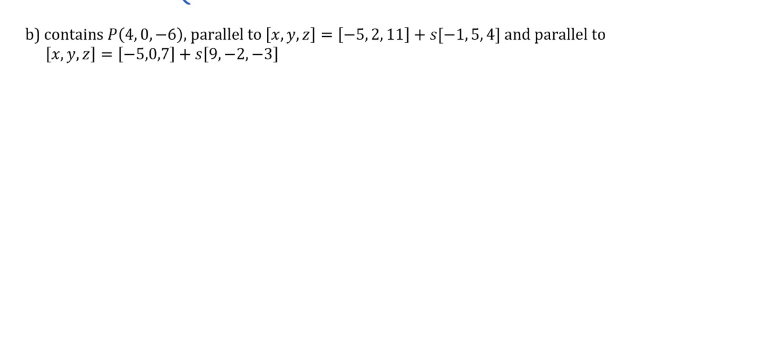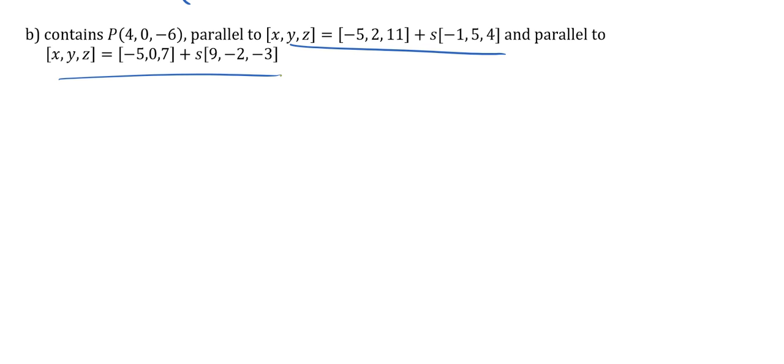Question B gives us a point in the plane and then gives us two lines. Remember, those are lines. Those are not vectors, those two things that were given here and here. Those are equations of lines, but they're in vector form. And so the plane is parallel to those two lines. What does that tell us?